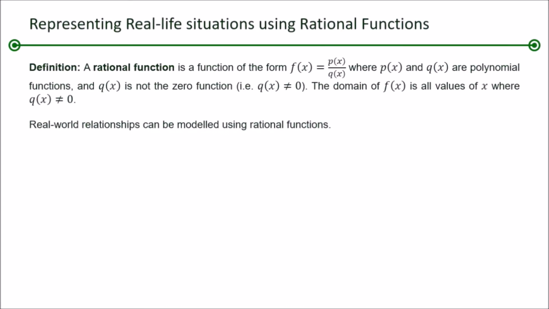Representing real-life situations using rational functions. Definition. A rational function is a function of the form f of x equals p of x over q of x, where p of x and q of x are polynomial functions, and q of x is not the zero function, i.e. q of x is not equal to 0. The domain of f of x is all values of x where q of x is not equal to 0. Real-world relationships can be modeled using rational functions.